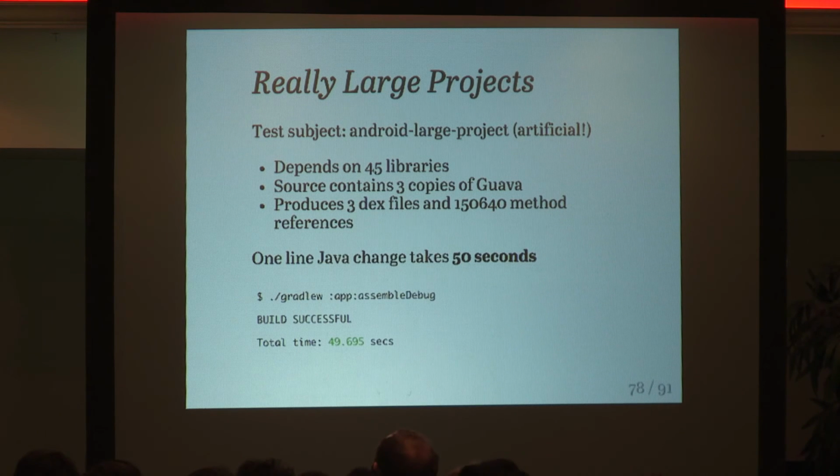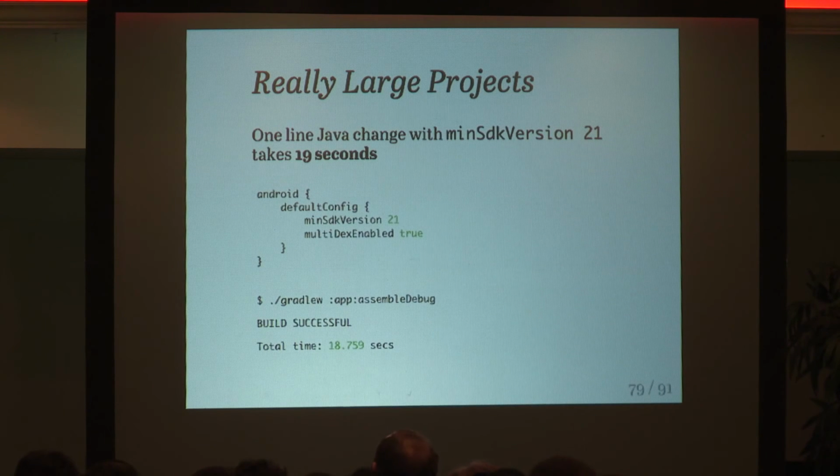So immediately, first thing, because it's multidex, right? Let's just bump the minSdk to 21. And this brings it down from 50 to 18 or 19-ish. And that's a lot better, but it's still a pretty sizable amount just for waiting.